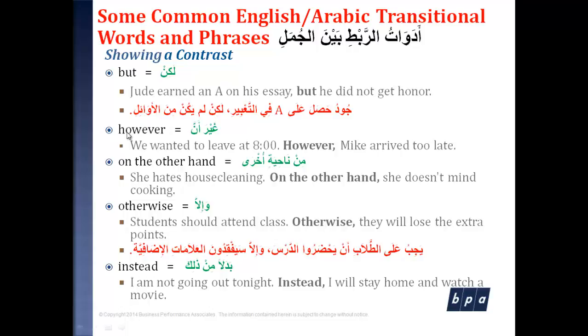However, غير أن. As you know, however is used in many ways in English, and the same thing in Arabic. There are several expressions that mean however. So we just picked one that is one of the most common ones. غير أن. We wanted to leave at 8. However, Mike arrived too late.